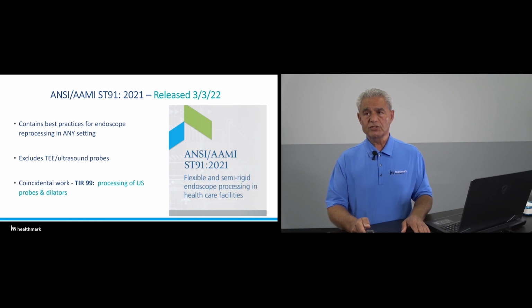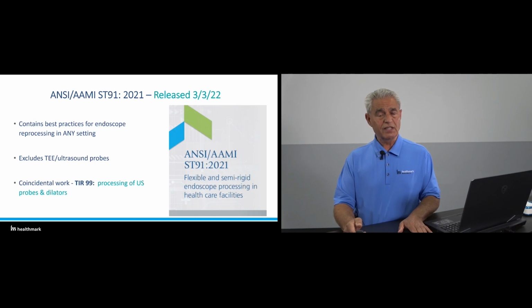ST91, which was published in 2021, but actually was released on March 3rd of 2022, took more than 6 years to come up with this document. It basically contains the best practices for endoscope processing in any setting. Obviously, this one excludes TEE and ultrasound probes, and coincides with TIR99, which is processing ultrasound probes and dilators. But this particular document, I'd recommend looking at because it goes into a little more detail of what you can do with your endoscope as far as processing it.